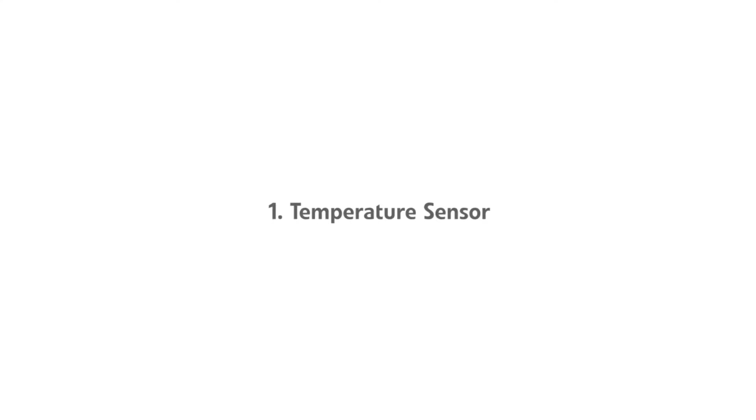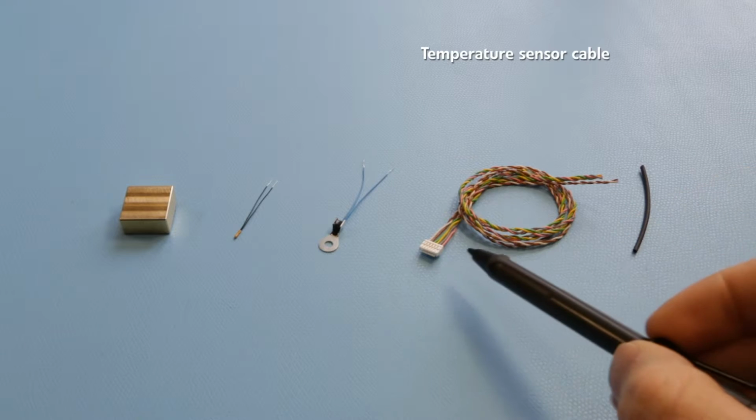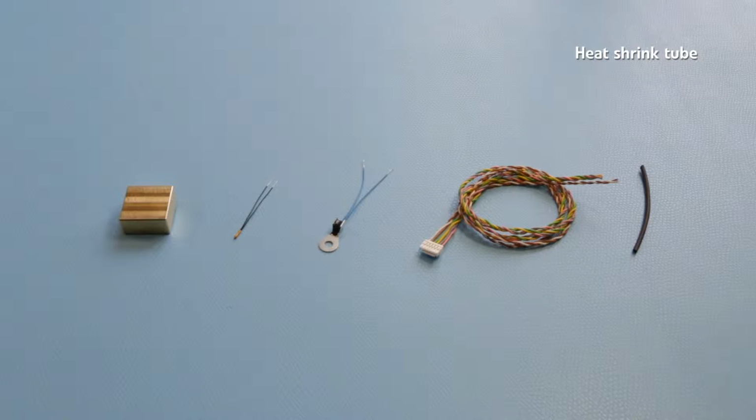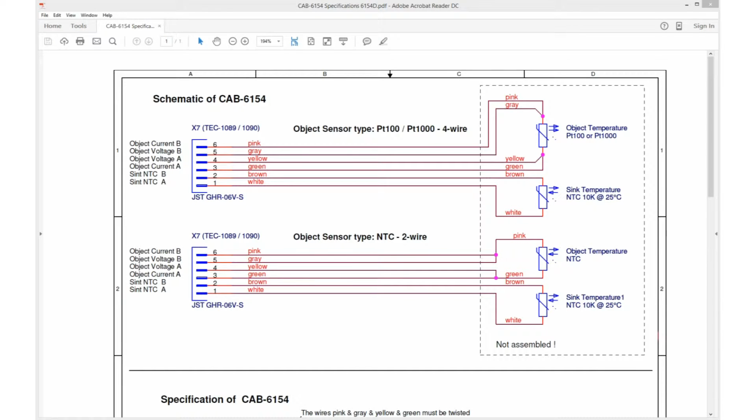Since a TEC controller needs to know the actual temperature of an object to be cooled, we will prepare the measurement first. In our model setup, we use an object which represents, for example, a laser diode or an image sensor, two NTC sensors, one for the object and one for the heatsink, a pre-assembled temperature sensor cable, and a heat shrink tube.